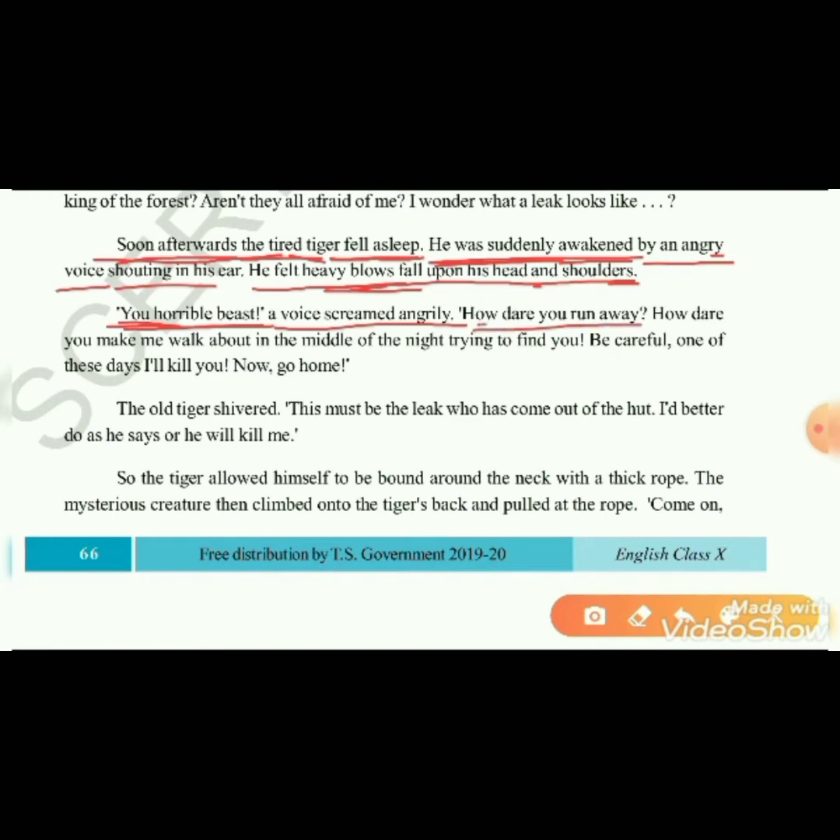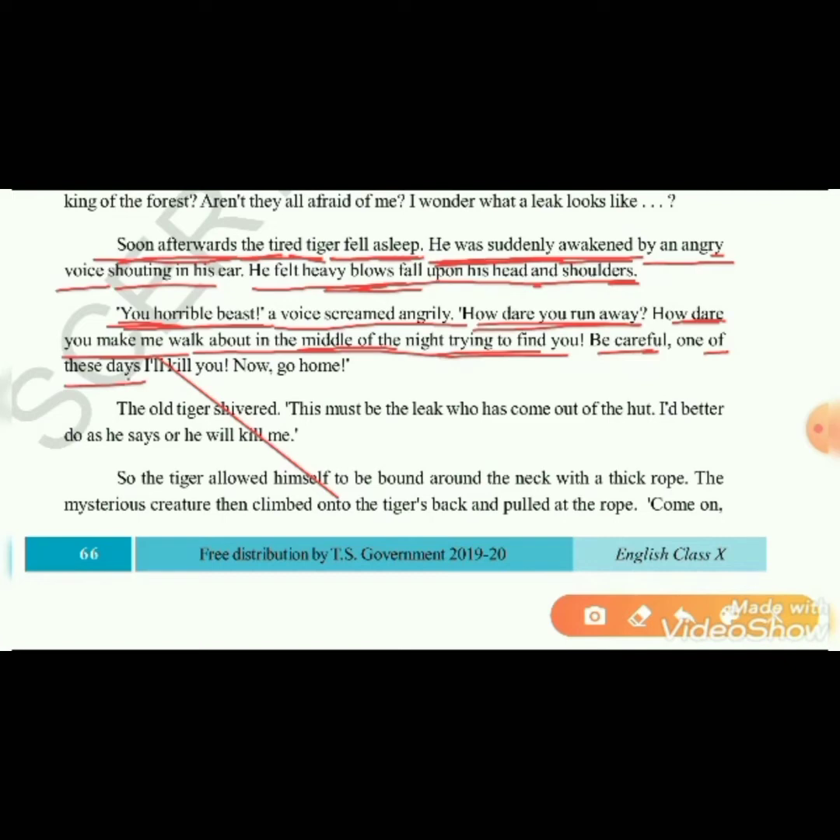A voice screamed angrily, "How dare you run away?" Run away is a verbal phrase. Run away means run. How dare you? How can you run from me? And what courage you have for running away from me? How dare you make me walk about in the middle of the night trying to find you? You made me walk in the middle of the forest, that too in the middle of the night, to search for you. Be careful. One of these days I will kill you. Now go home.